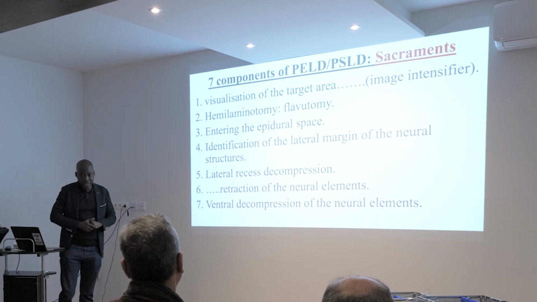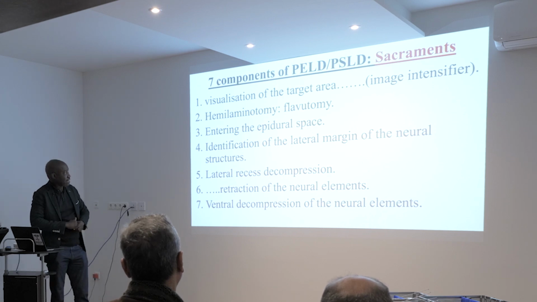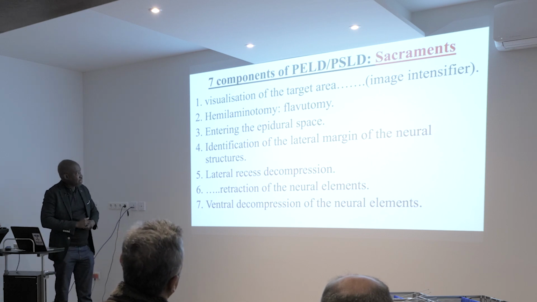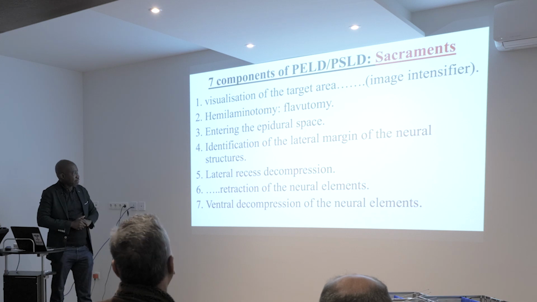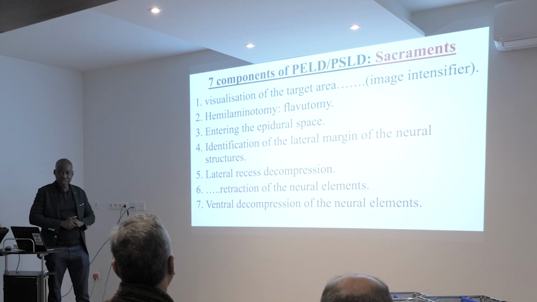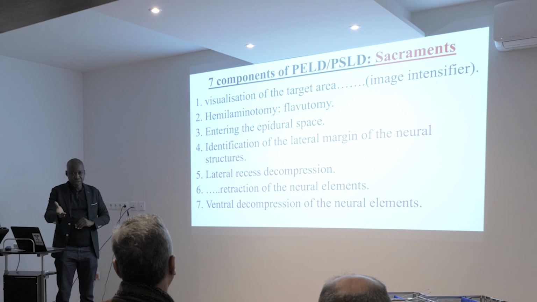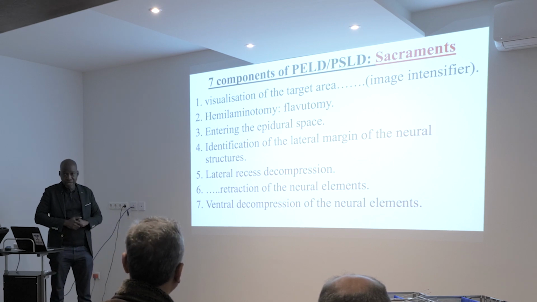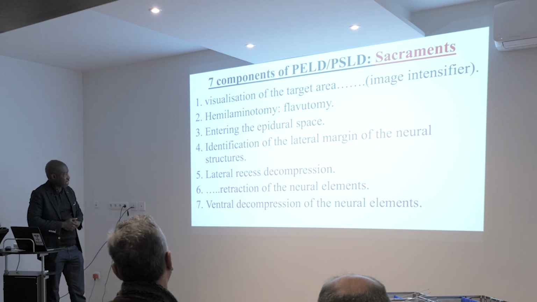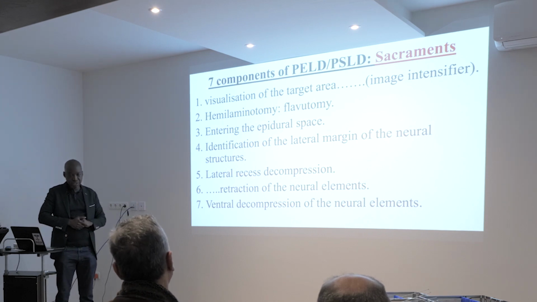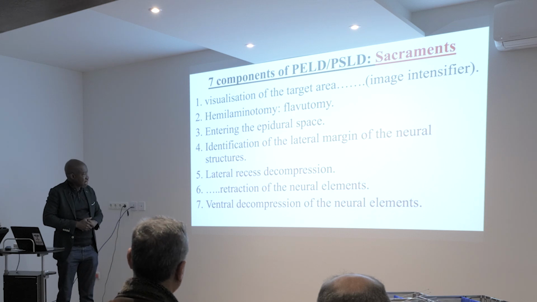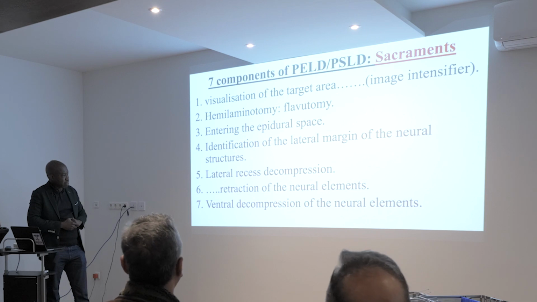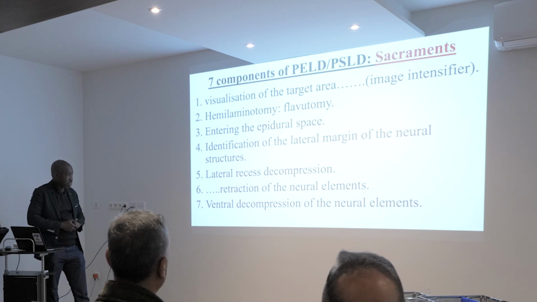Visualization of the target area with the image intensifier, hemilaminotomy or foraminotomy, entering the epidural space, and identification of the lateral margin of the neural structures is very important. Just like the case Professor Hura showed us, where we had nerve damage, probably the identification of the lateral margin of the neural structures was not efficient. Then lateral recess decompression is important, along with retraction of the neural elements and ventral decompression of the neural elements.